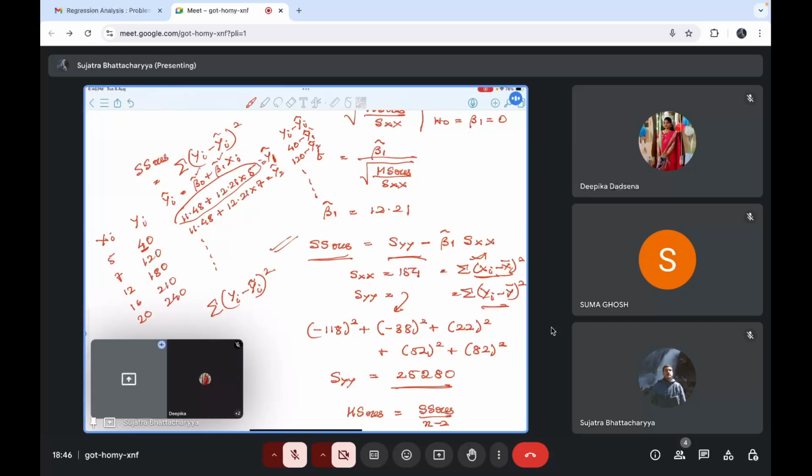Another way, which is best, is to do this. If you know that it comes as SYY minus beta 1 hat SXX, then you can just plug in the values of this and this and get the result for SS residual. Same thing. If you derive it, it will come out to be like this.